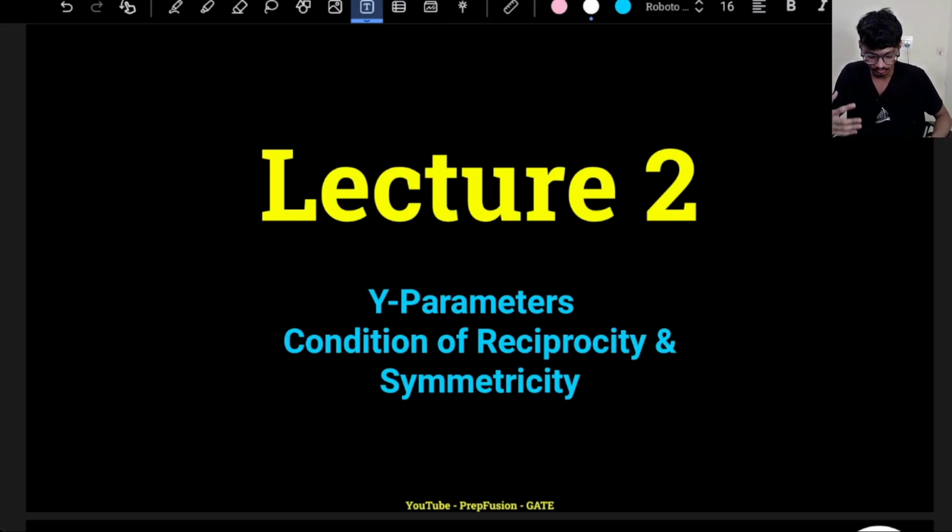I'm Anish and today we will start with the second lecture, lecture 2 of our two-port networks. So today we will discuss about Y parameters. Also we will discuss about the condition of reciprocity and symmetricity.